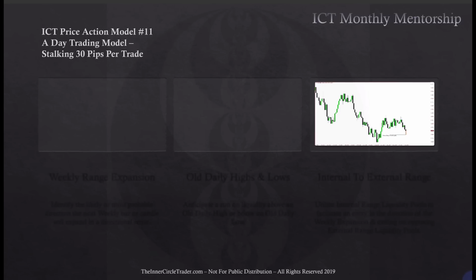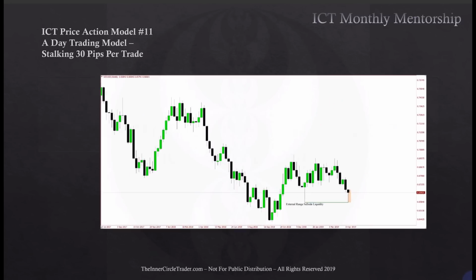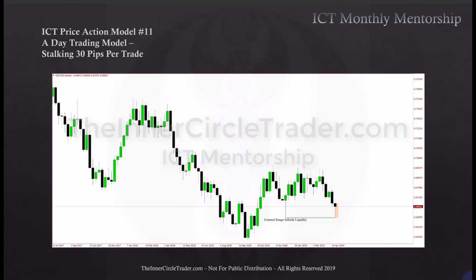All right, so we're going to focus on the weekly chart here. And this case study is going to be focusing on the New Zealand dollar.